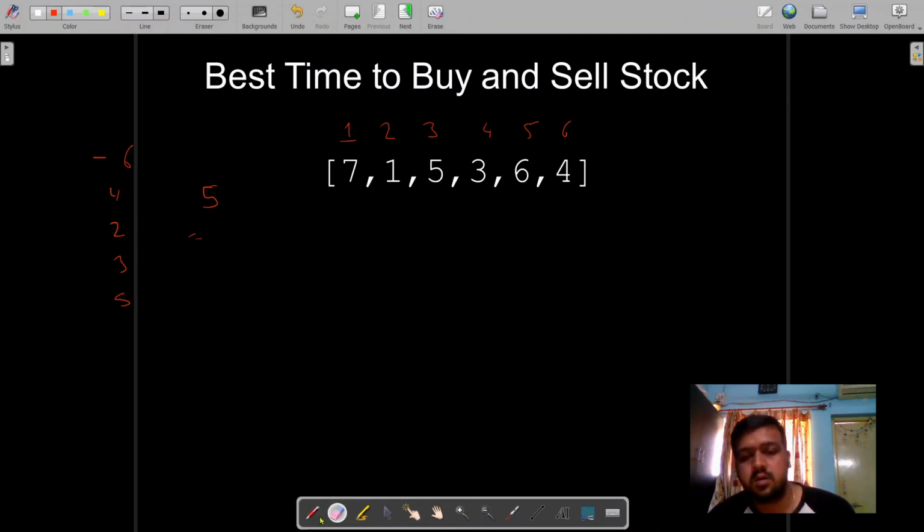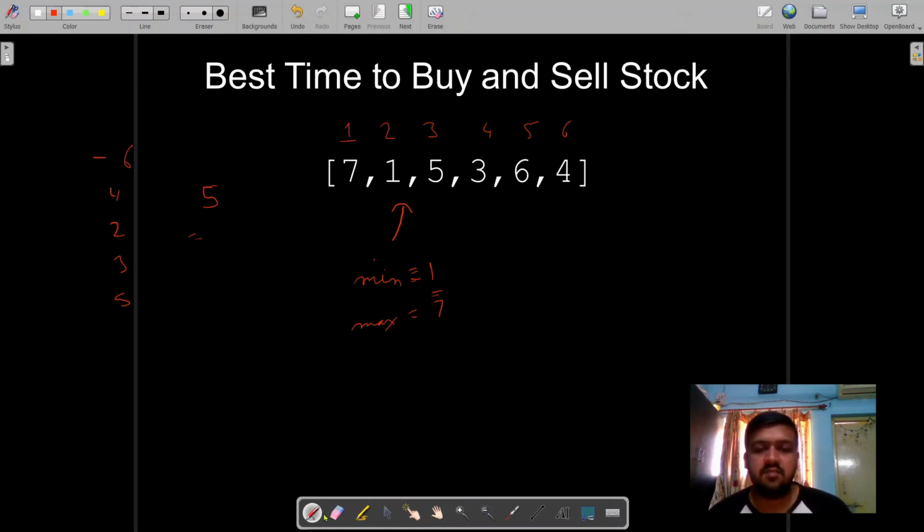So let's say I am standing at this particular day, which is day 2. The minimum value so far I have seen is the value itself, 1, and the maximum value that I have seen so far is 7. But I cannot take the profit out of it, because the 7 that I saw was one day ago, and currently the value I have is 1, so it is of no use.